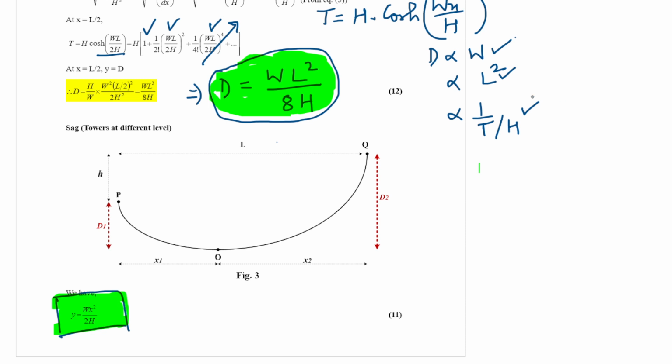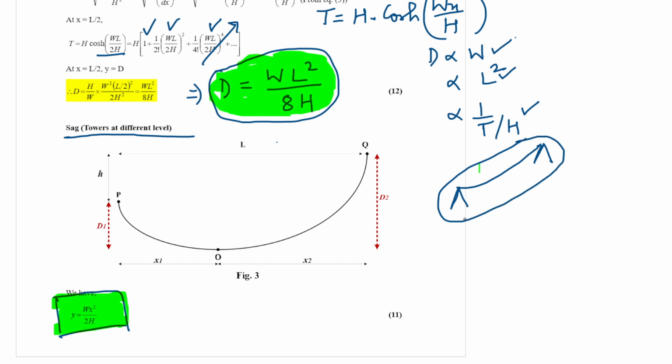However, now consider towers at different levels, like in hilly areas what we have observed. Suppose one tower is at this place, another tower is at this place, so the conductor is taking this shape. This is actually a practical scenario in hilly areas, right?